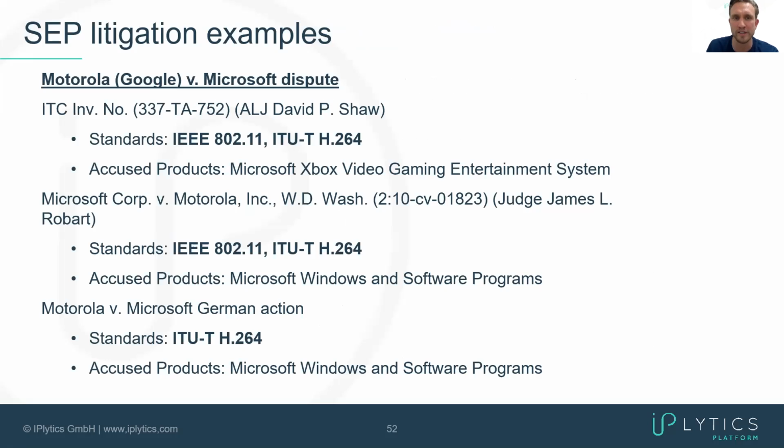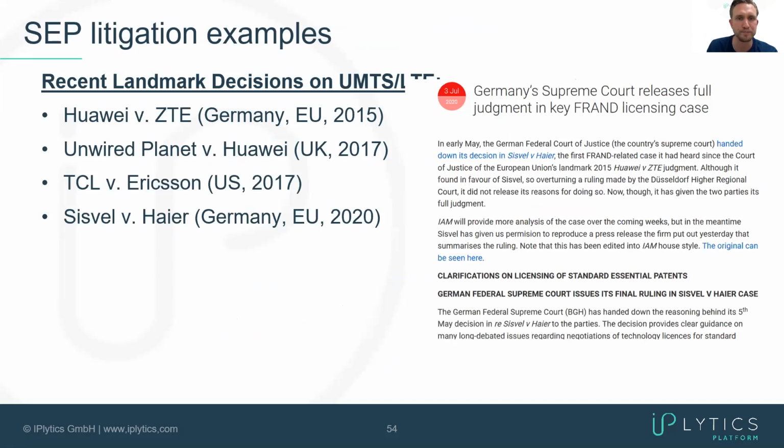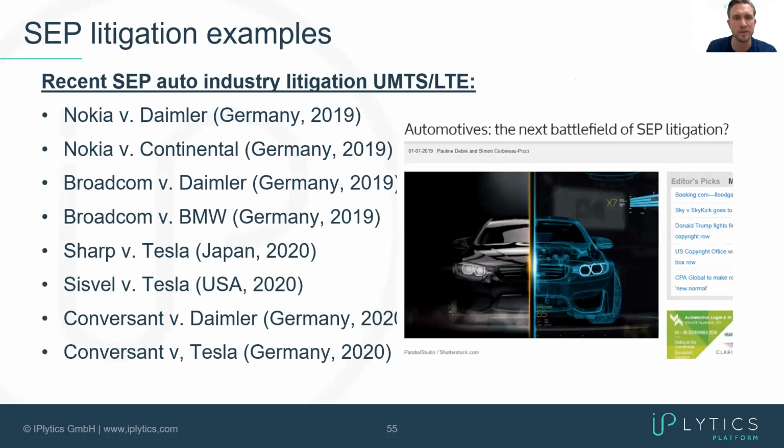And there was a lot of litigation going on because really Google was fighting that. In general, there are even today a lot of disputes around standard essential patents. I don't want to go into much detail. What is interesting in the last 2 years, especially here in Germany, those litigations were dominated by the automotive industry. Nokia, Daimler, Nokia Continental, Broadcom, Daimler, Broadcom, BMW, Sharp against Tesla, Sisvel against Tesla, Conversant against Daimler, and Conversant against Tesla. So a lot of litigation going on around standard essential patents.